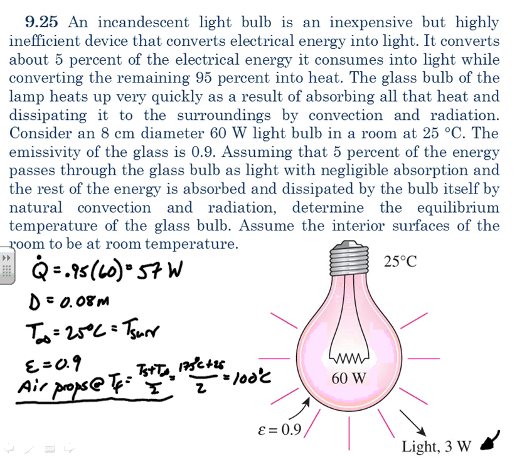Okay, so that's my film temperature. I look up my properties of air. Well, beta, that's just equal to 1 over the film temperature in Kelvin, or 1 over 373.